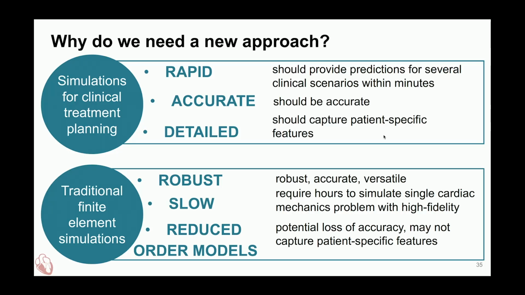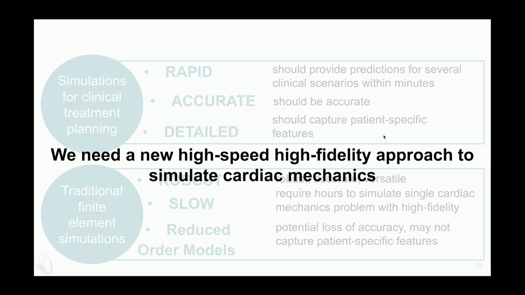The problem is, why do we need a new approach? Well, you want something that's rapid, accurate, detailed, and robust. The current methods are very slow, even on high-performance TACC computers. They take many hours to simulate. Many people ask me, particularly here in the Oden Institute with its rich faculty in mathematics, why don't you use reduced order models? Reduced order models don't really work for us because of the potential loss of accuracy, and they don't really capture patient-specific features. So it's not really an option. We need something new.